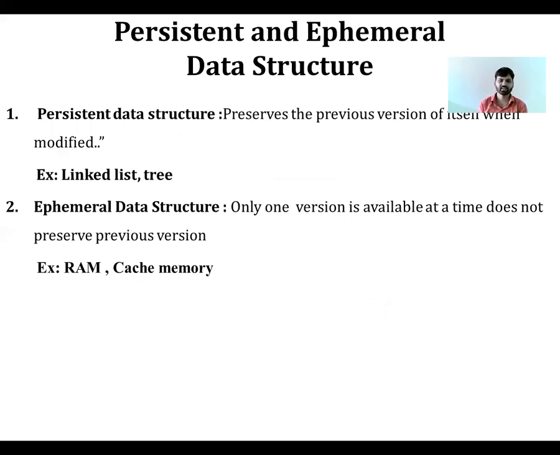Then what are persistent and ephemeral data structures? A persistent data structure preserves previous versions of your data structure. Your previous elements are preserved, as in linked lists and trees, and the various previous elements are interrelated. An ephemeral data structure means only one version is available at a time. It does not preserve the previous version, and it doesn't need it. Examples are primary and caching memory.